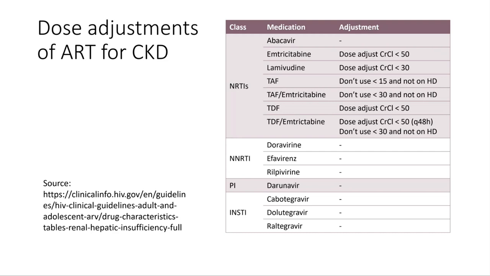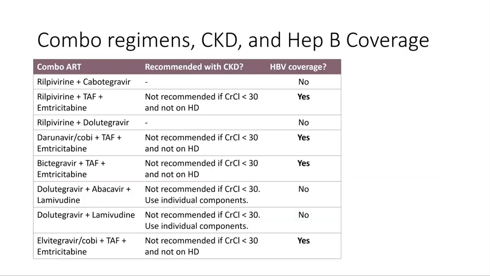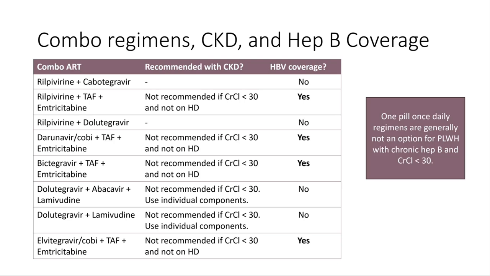It's mostly your NRTIs that need to be dose adjusted and that cause problems. And that becomes an issue when they're in combo pills, because here's a bunch of combo pills and which ones need to be adjusted for CKD and which ones have Hep B coverage. So when people have both HIV, Hep B, and CKD, this is where we get into tricky ART situations. All the regimens that have Hep B coverage are not recommended for creatinine clearance less than 30. So in that setting, those regimens are generally not an option. You usually can't do one pill once a day if someone has Hep B and CKD less than 30.